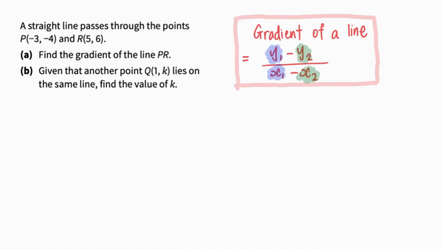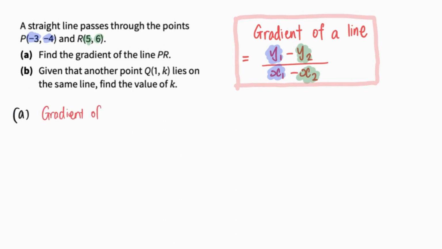Hello everyone, welcome to this video where we are given a straight line that passes through the 2 points. And for part A, we are required to find the gradient of this line. So from here, you can actually see x1, y1, x2, y2, and all I have to do is just apply the formula for the gradient.